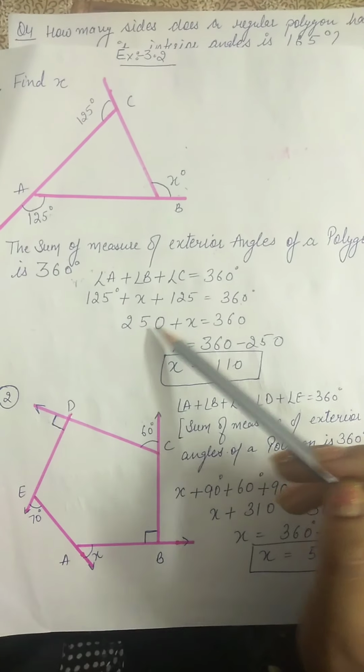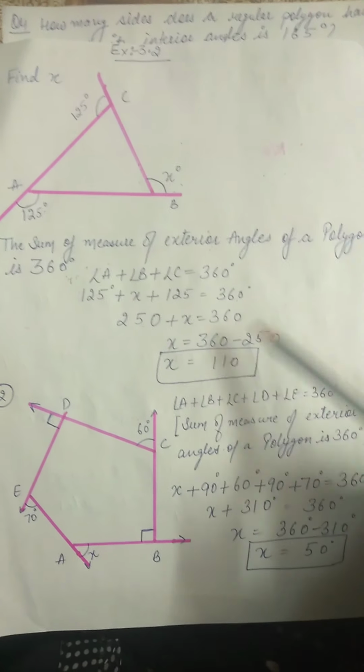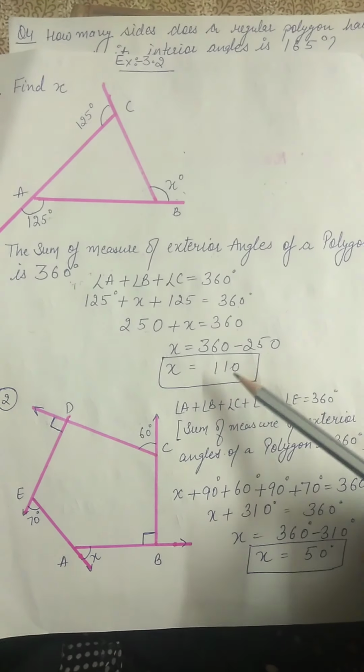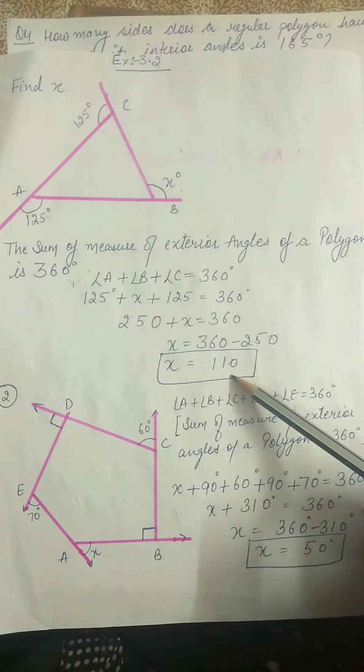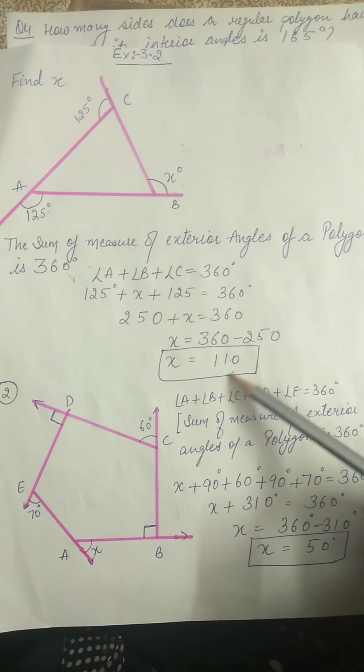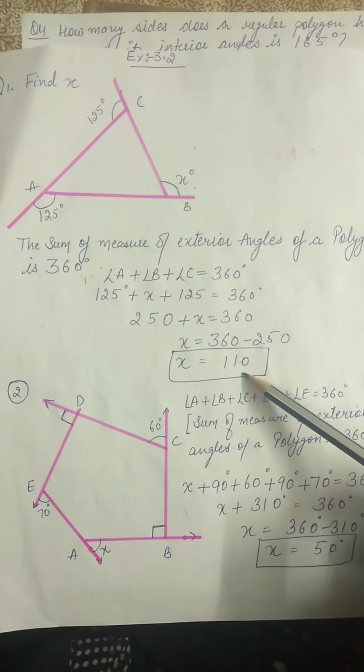Now take 250 to the other side with a minus sign. That means 360 minus 250 is equal to 110. That's it. x is equal to 110.